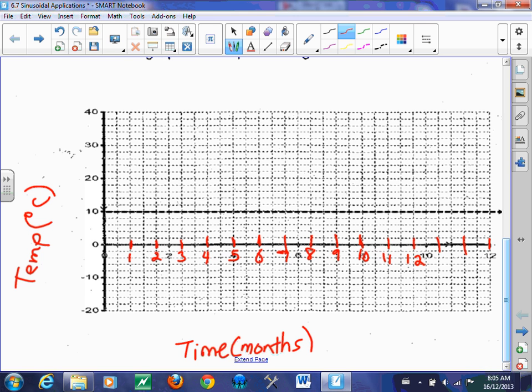Okay. So 12, 13, 14, and 15. So hopefully you end up at 15 months there. All right, and a good title for this, guys, would be lake temperature, or you could do Kawartha Lakes or K-Lakes temperature. Okay, as long as you've got a title on there.